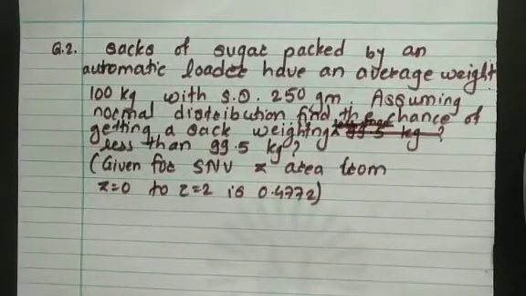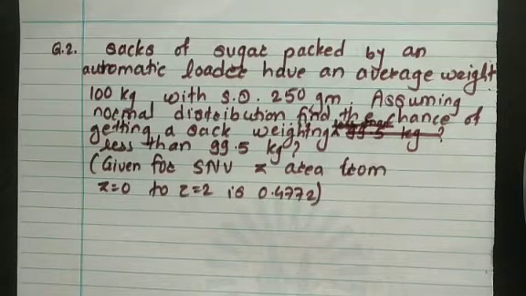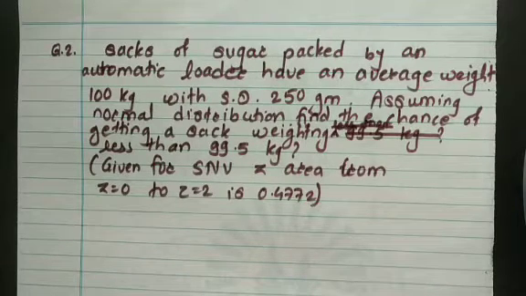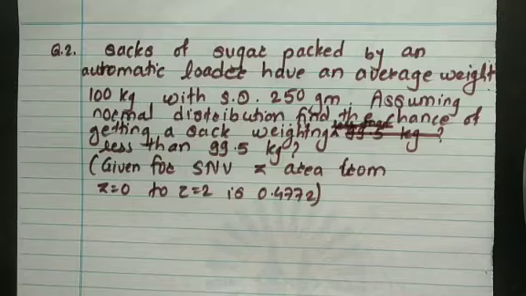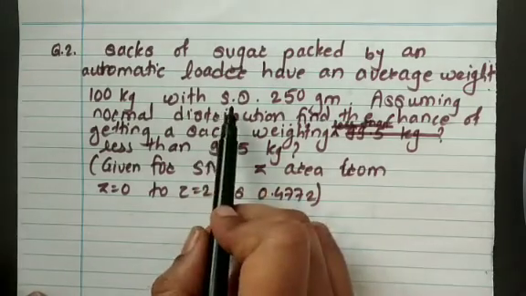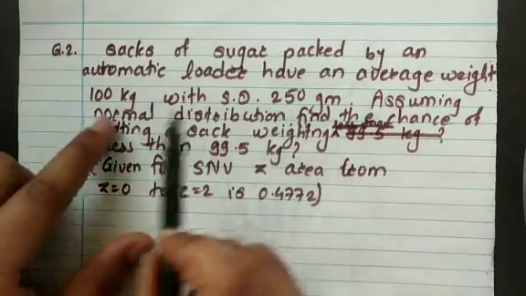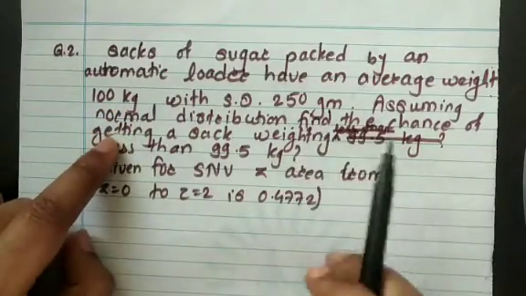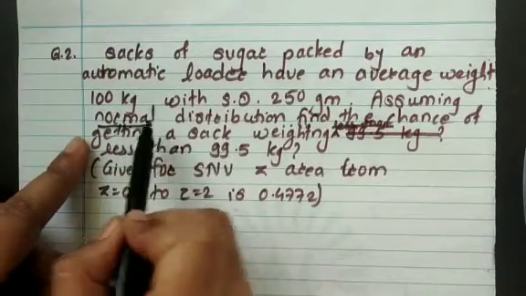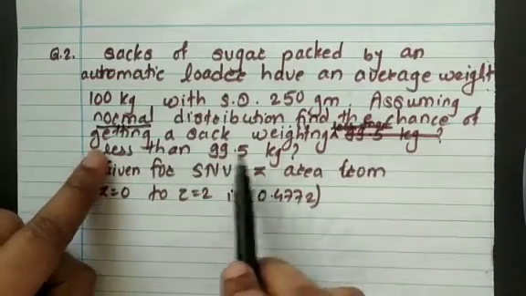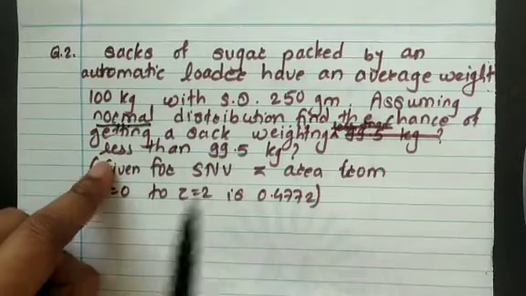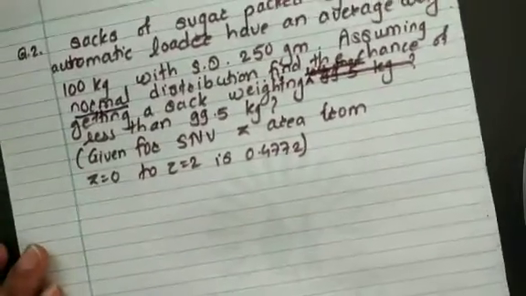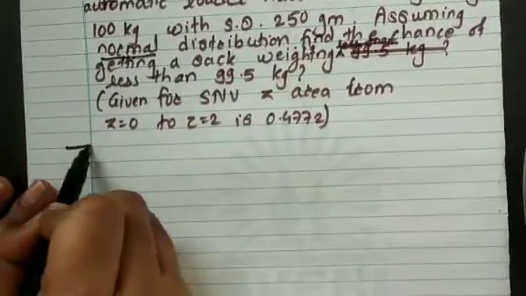Next question. Sacks of sugar packed by an automatic loader have an average weight of 100 kilogram and standard deviation of 250 grams. Now it is kilogram and this is gram. Just take care of that. Assuming normal distribution, given is a normal distribution, find the chance of getting a sack weighing less than 99.5 kg, and some area is given to you. From z is 0 to z is 2 is given to you.